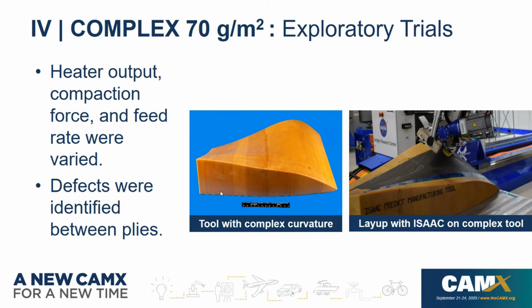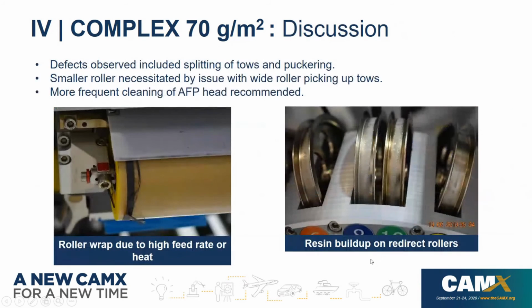The PREDICT is our trial, and you can access this paper from SAMPE of last year for a wind turbine manufacturing. And what we did in here is, once again, we varied the heater output, so temperature, compaction, and feed rate. And the defects were identified between the plies. You can see in here the placement on Isaac, and you can see the PREDICT tool. This is the tool that has complex curvature that we actually study and investigate.